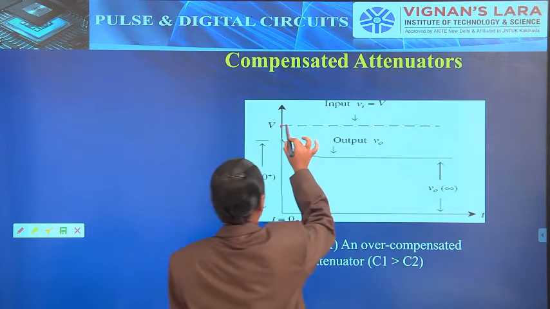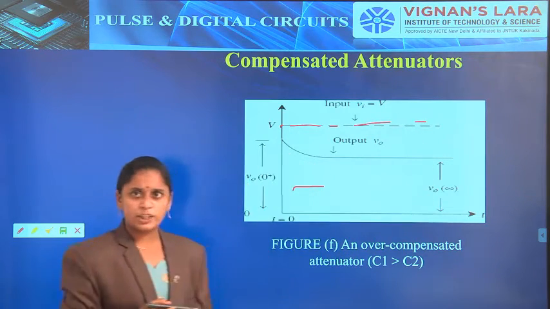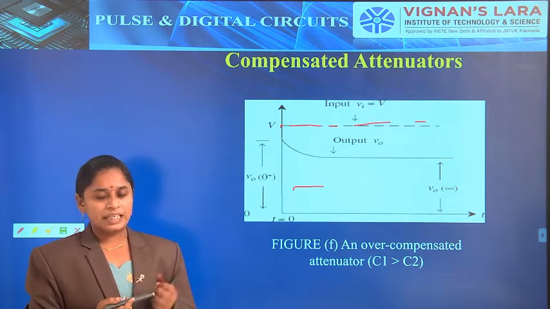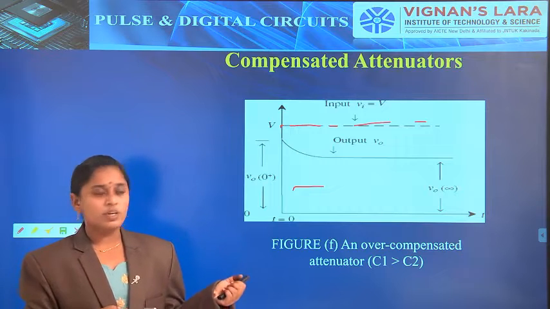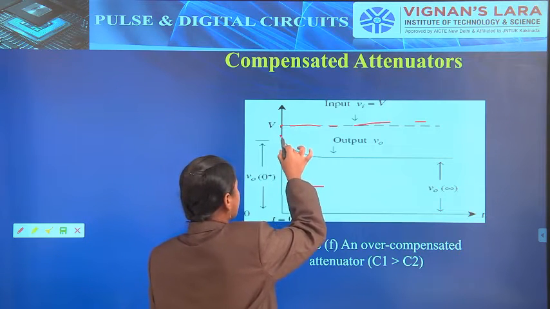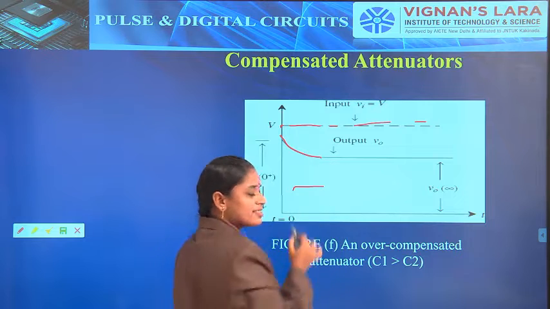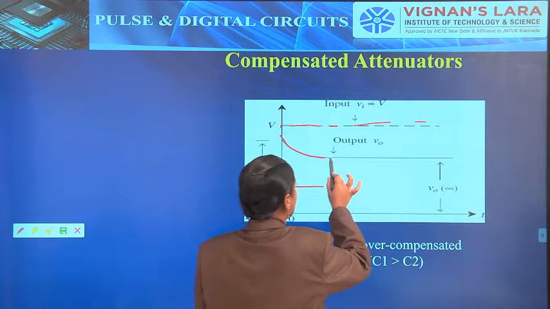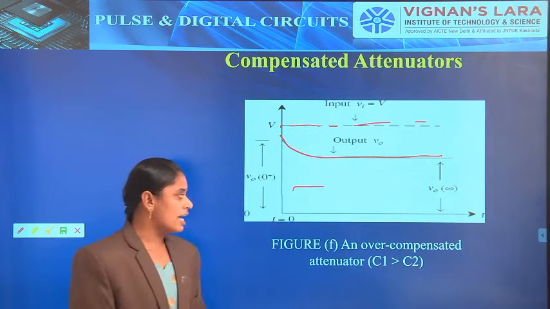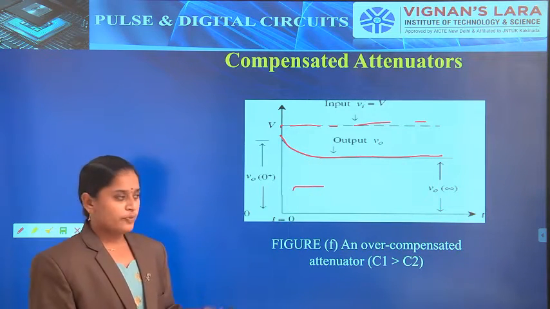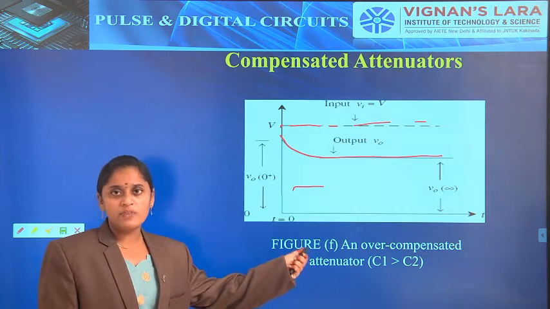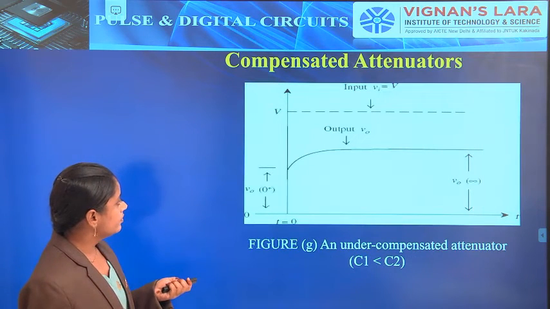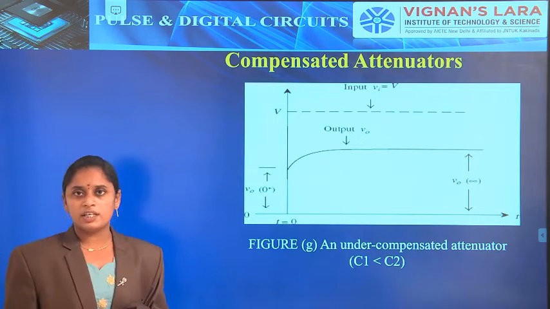So this is an input signal. What is the purpose of an attenuator? Simply it reduces the voltage level, that is, the amplitude. But when C1 is greater than C2, it decreases exponentially. After some time it settles down to a particular voltage level or amplitude level. This type of circuit is known as an overcompensated circuit. So when C1 is greater than C2, we get the overcompensated circuit. Next one is the undercompensated circuit.